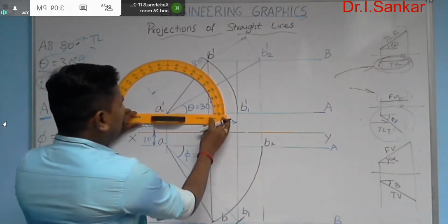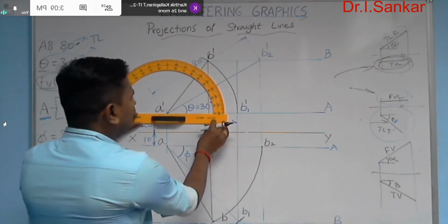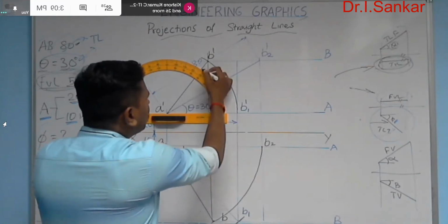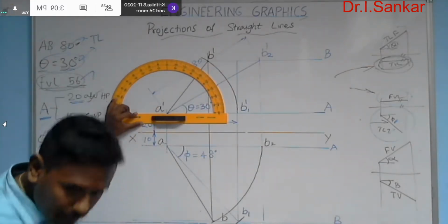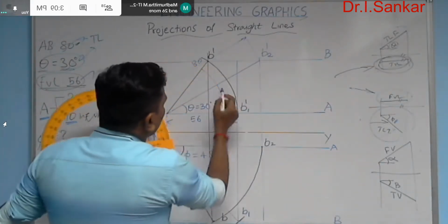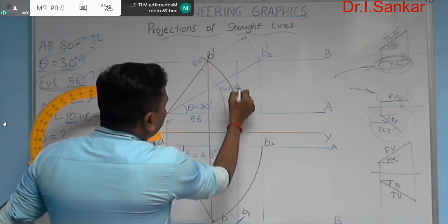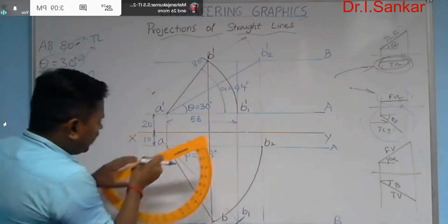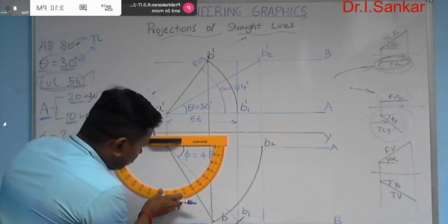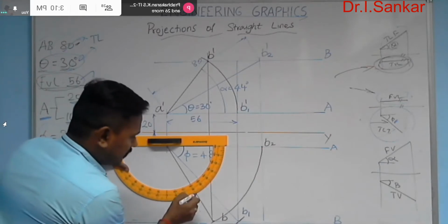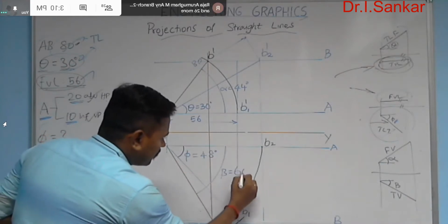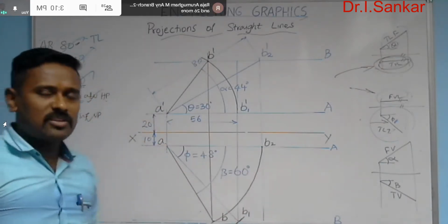Just first measure the alpha. Alpha is nothing but the angle of inclination between the front view and the XY line. For me, it measures 44 degree. Alpha is 44 degree. And beta is nothing but the angle of inclination between the top view and XY line. For me, it is actually 60 degree. The beta is 60 degree. The job is over.